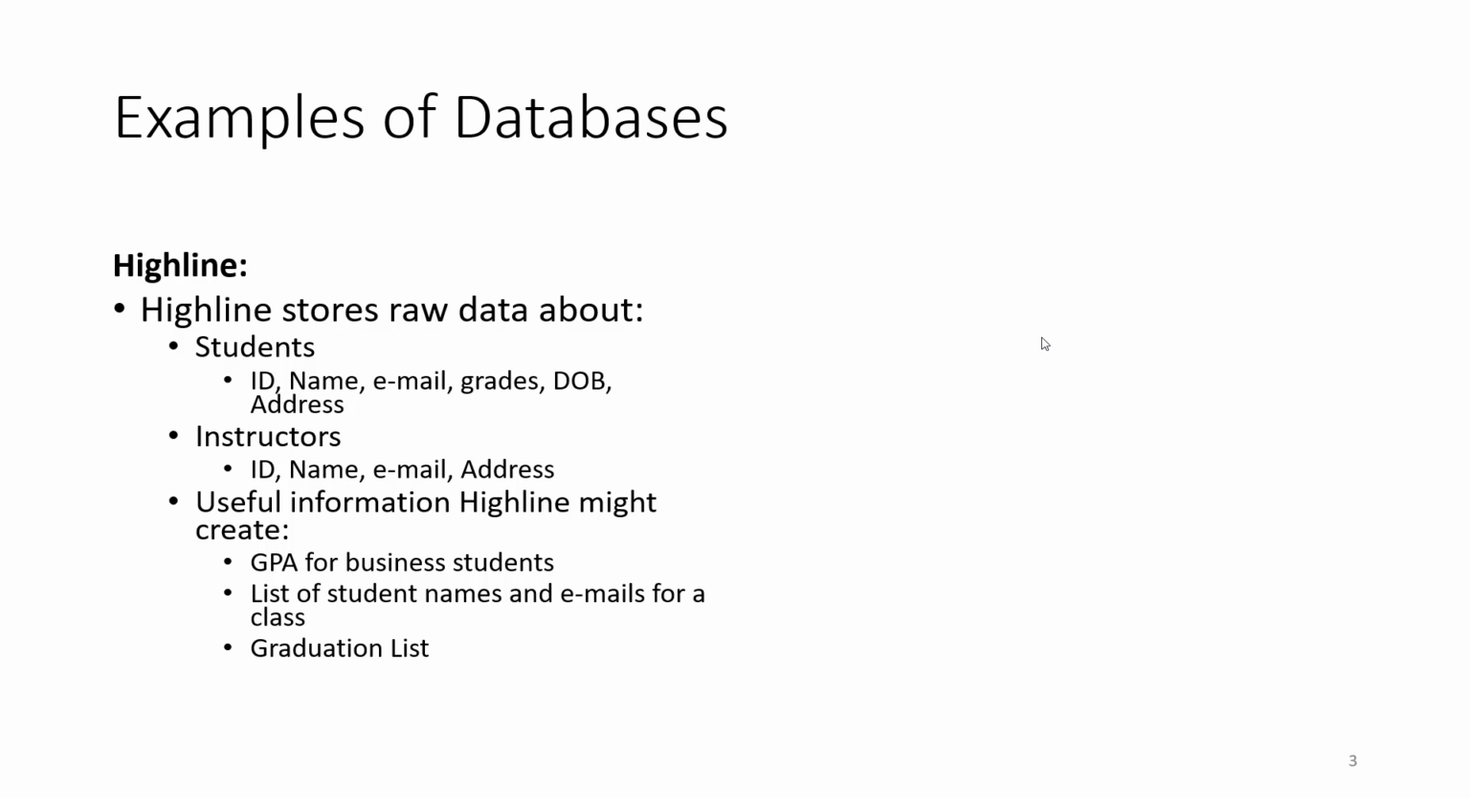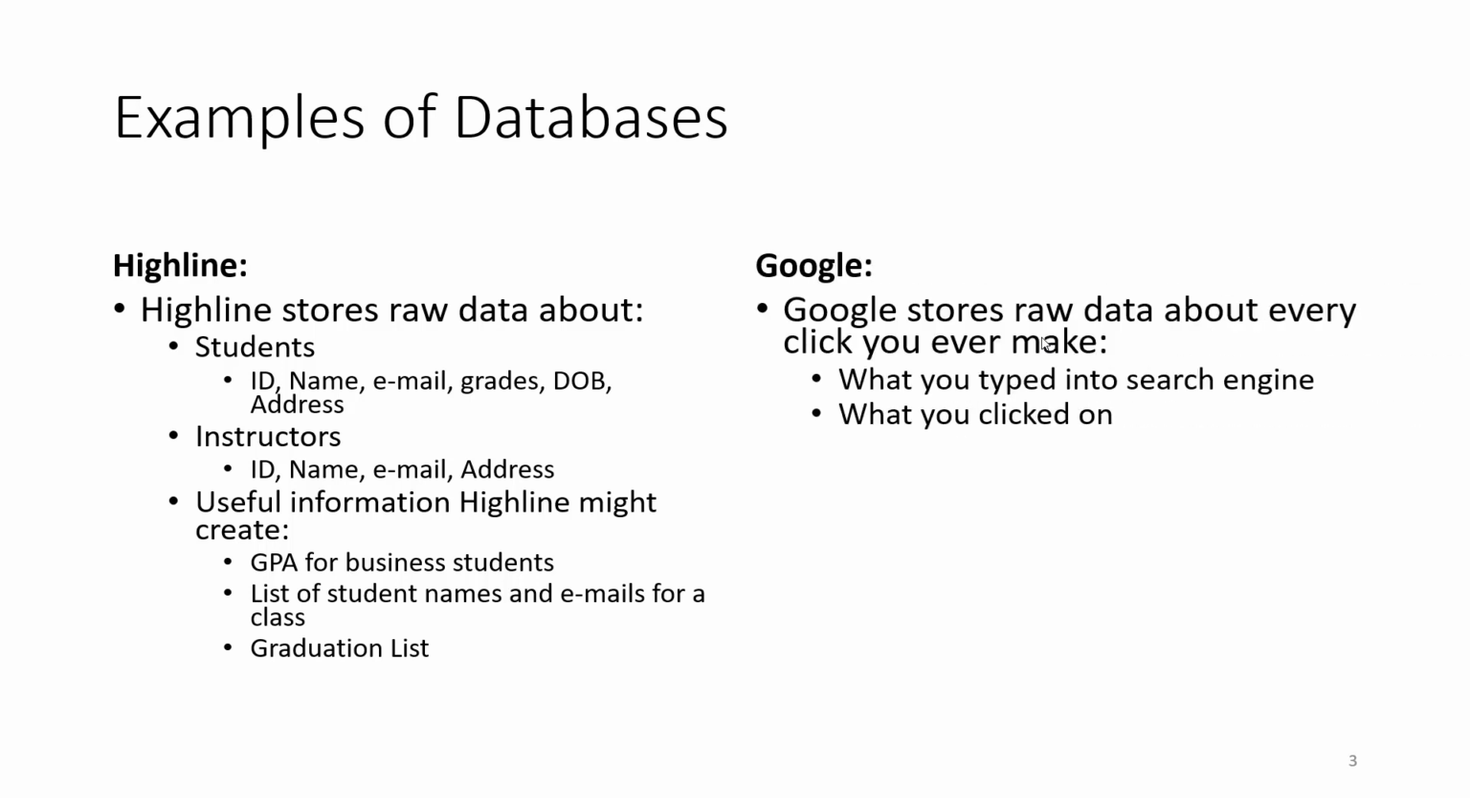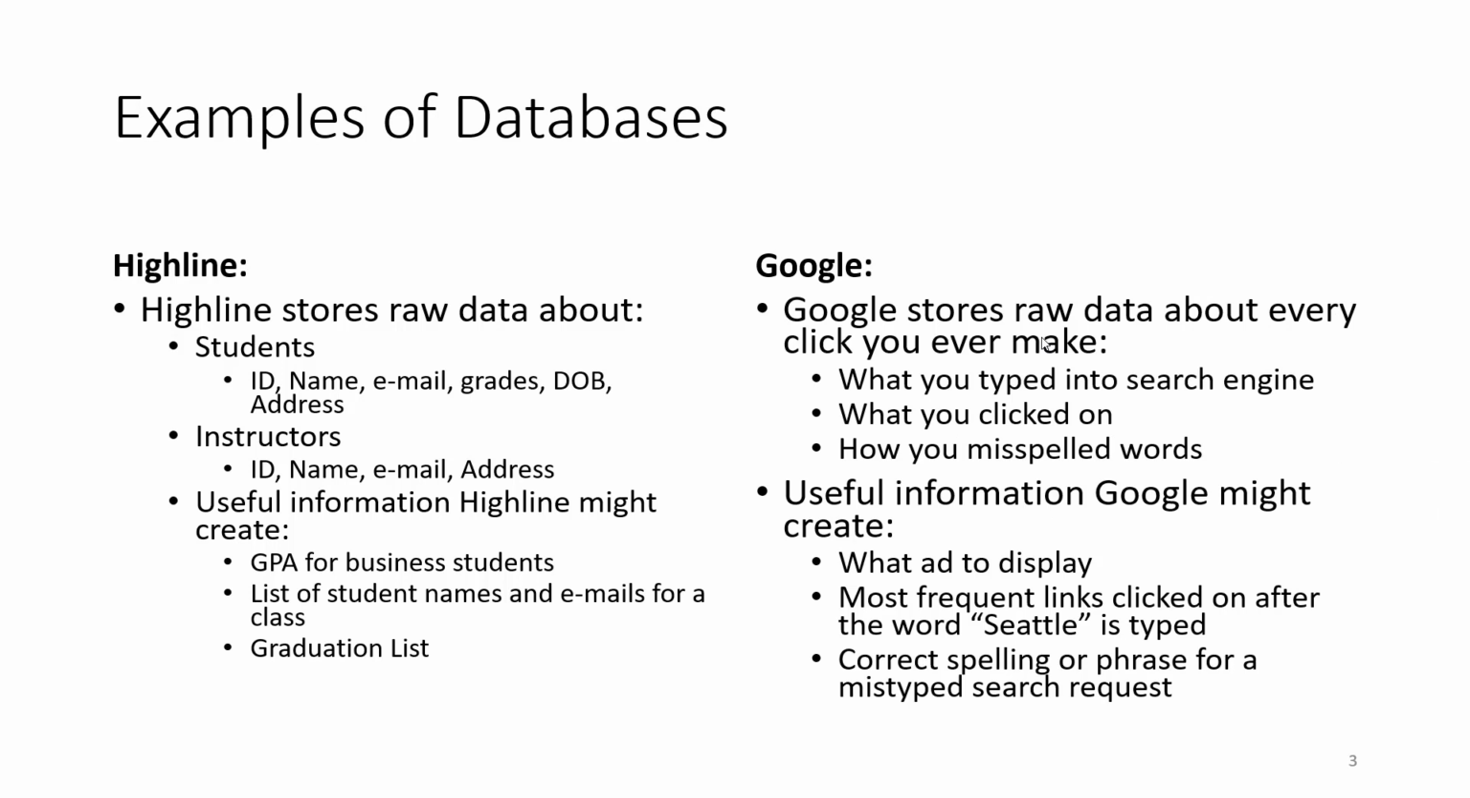The other example of a database is Google. What Google does is store raw data about every single click that you ever make. So whatever you typed in the search engine, whatever you clicked, even the words that you misspelled, all those will be stored in Google. And Google also uses that to create useful information.